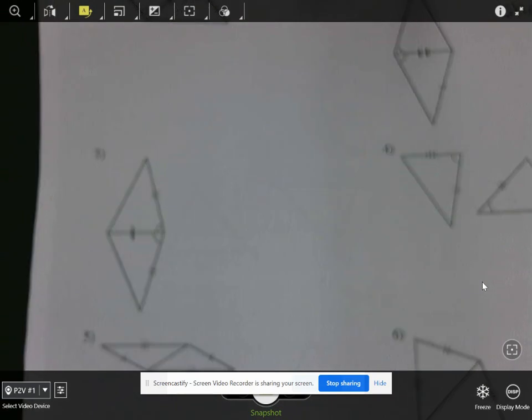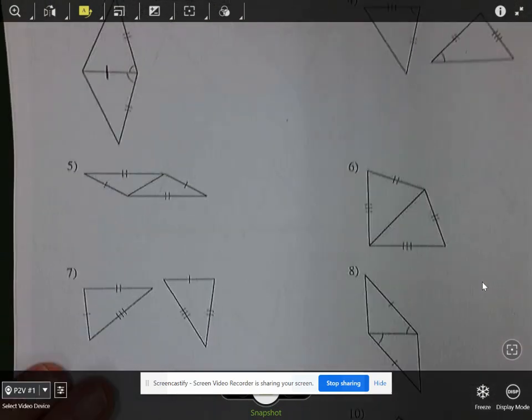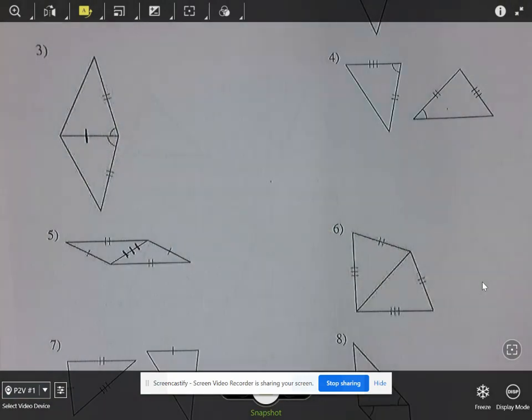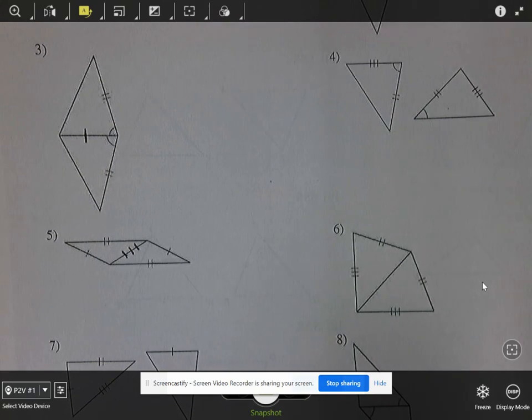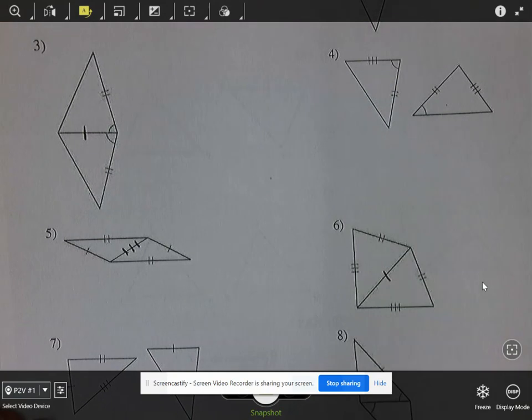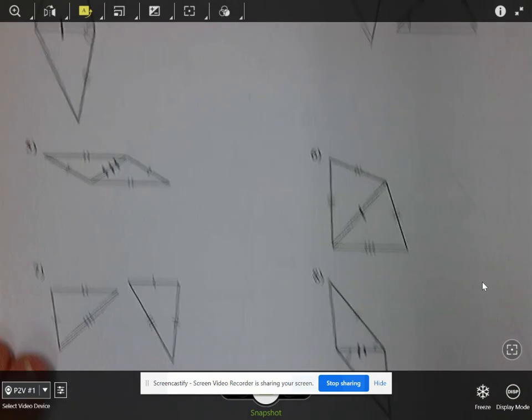Okay, so we need to be going through and doing this as well, if you did not already. Number 5, I would have to use 3 or 4 or 5. I just can't use 1 or 2. Number 6, I can use 1 because they use 2 and 3. Number 8, I can mark it with 2.